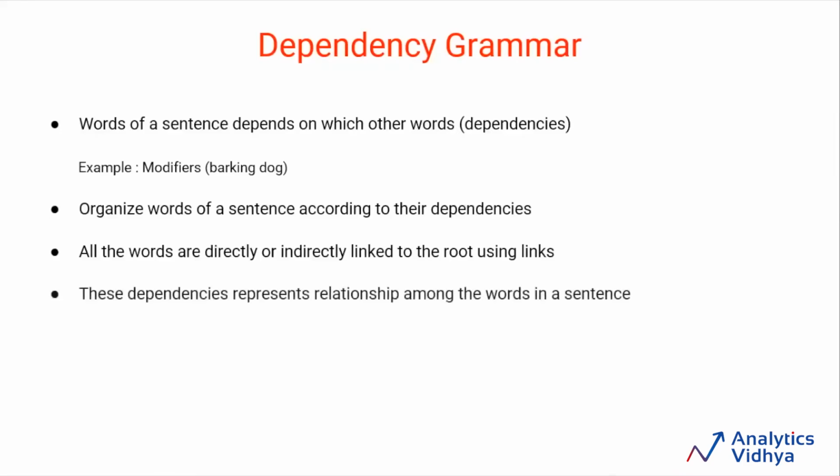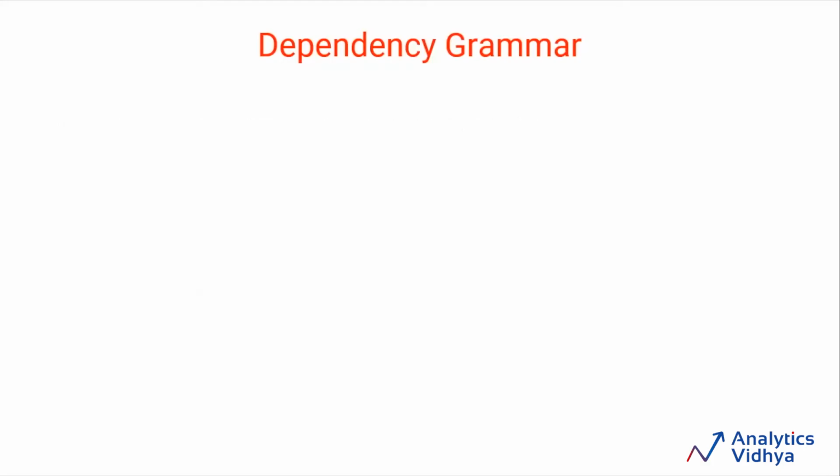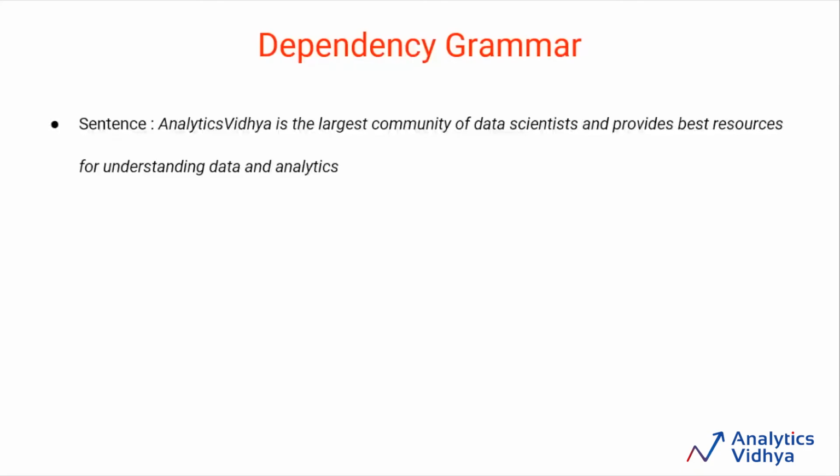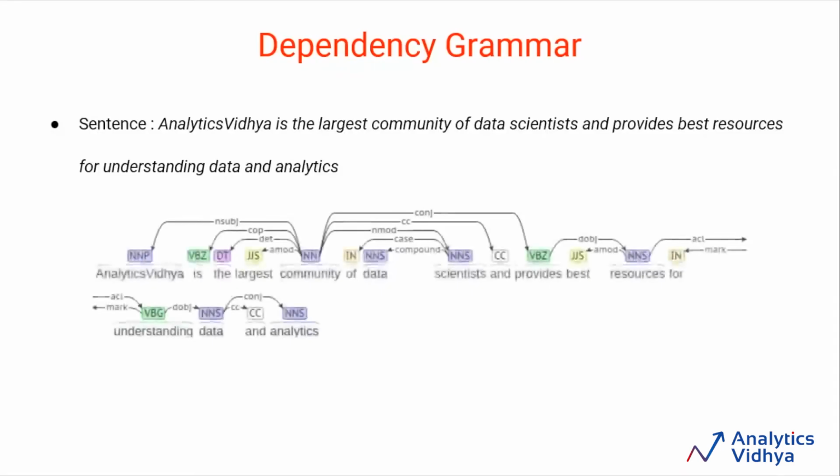These dependencies represent relationships among the words in a sentence, and dependency grammars are used to infer the structure and semantic dependencies between the words. Let's consider an example. Consider the sentence: Analytics Vidhya is the largest community of data scientists and provides best resources for understanding data and analytics. The dependency tree of this sentence looks something like this.